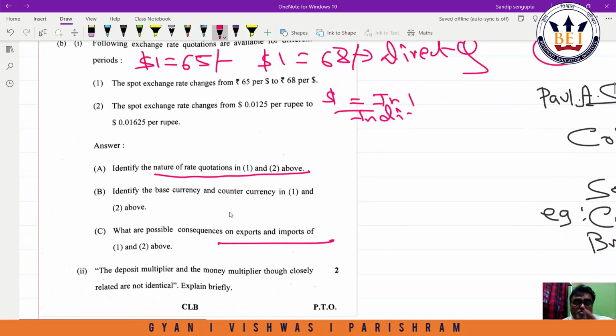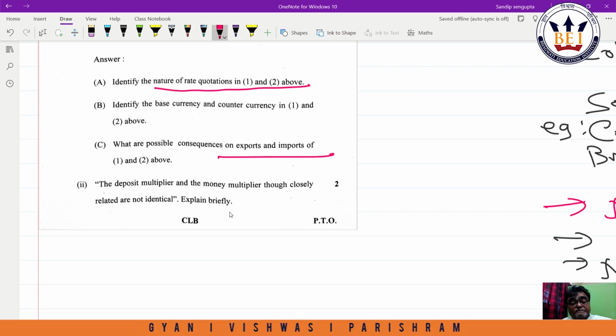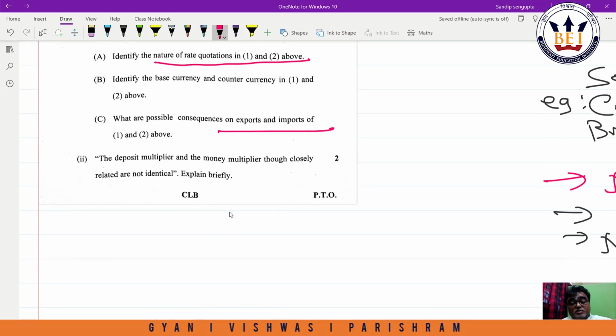Here there is direct quote and indirect quote. For direct quote, base currency is foreign currency and counter currency is domestic currency. For indirect quotes, exactly opposite. Depreciation of domestic currency implies imports become costlier because more drainage of money. Exports become cheaper because more foreign money is coming in. Deposit multiplier means credit multiplier is a part of money multiplier, and money multiplier comprises deposit multiplier.